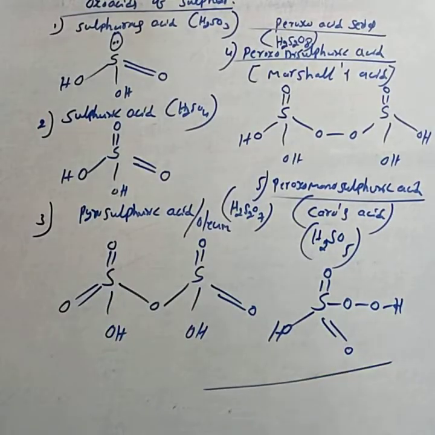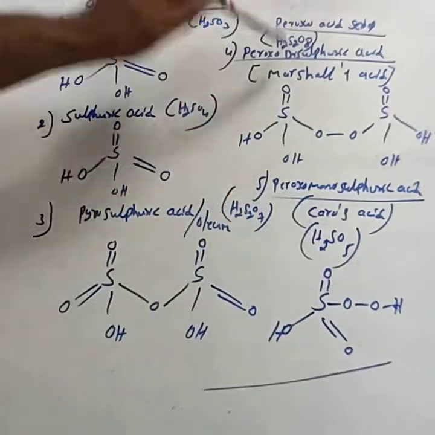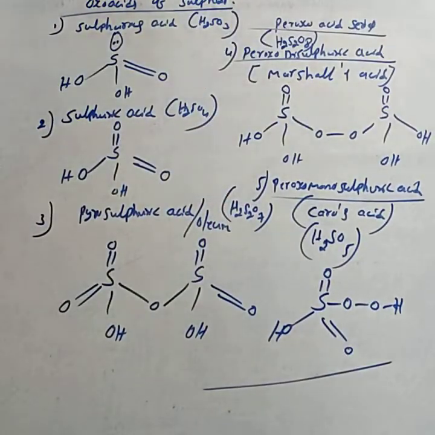This is about the oxo acids of sulfur. You practice this as it is. They can ask for 1 mark: write the structures of. Generally in your board exam they will take sulfurous acid or sulfuric acid. For competitive exams, you have to remember Caro's acid and Marshall's acid. This is about the 16th group elements. In the next class onwards, we can discuss the 17th group elements.